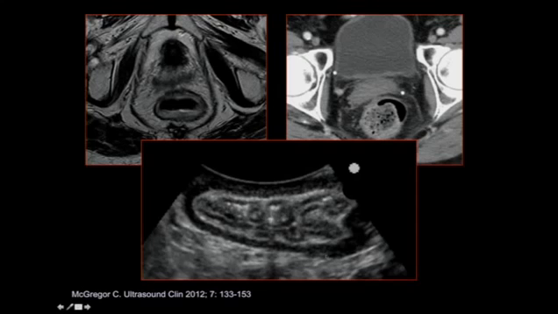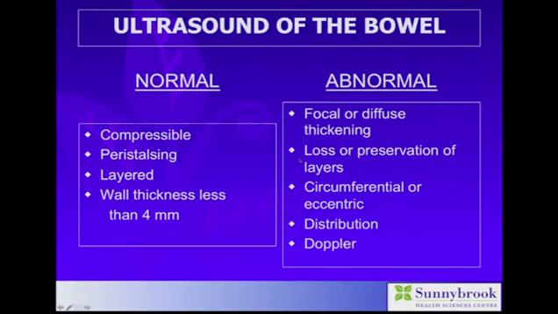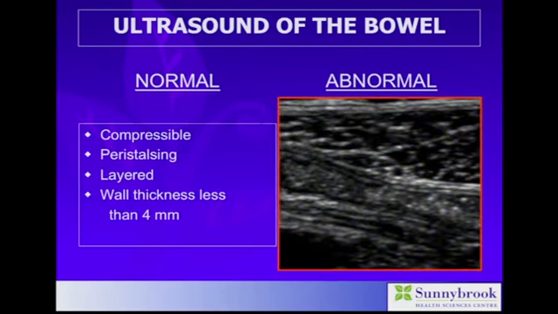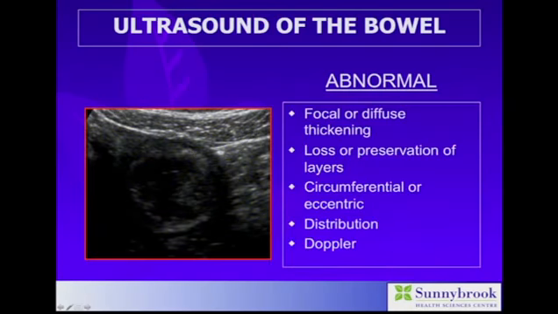The appearance on ultrasound of the bowel when it is normal is that it's compressible and peristalsing. It has a layered appearance and the wall is thin, measuring less than 4 millimeters. The compressibility and peristalsis are 2 features which are well evaluated on ultrasound but are not well evaluated in either CT or MRI. And this is a normal appearance of the terminal ileum, where we see a very thin bowel wall layer with preservation of stratification. And this is in contrast to this picture of the colon in a patient with pseudomembranous colitis, which demonstrates marked bowel wall thickening, particularly the echogenic submucosal layer.